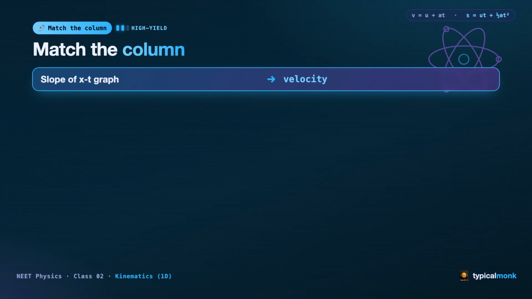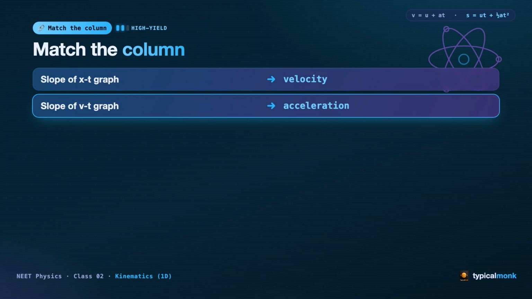A quick match now. Say each answer aloud before I reveal it. The slope of a position time graph, velocity. Rise over run is change in position over change in time. The slope of a velocity time graph, acceleration.